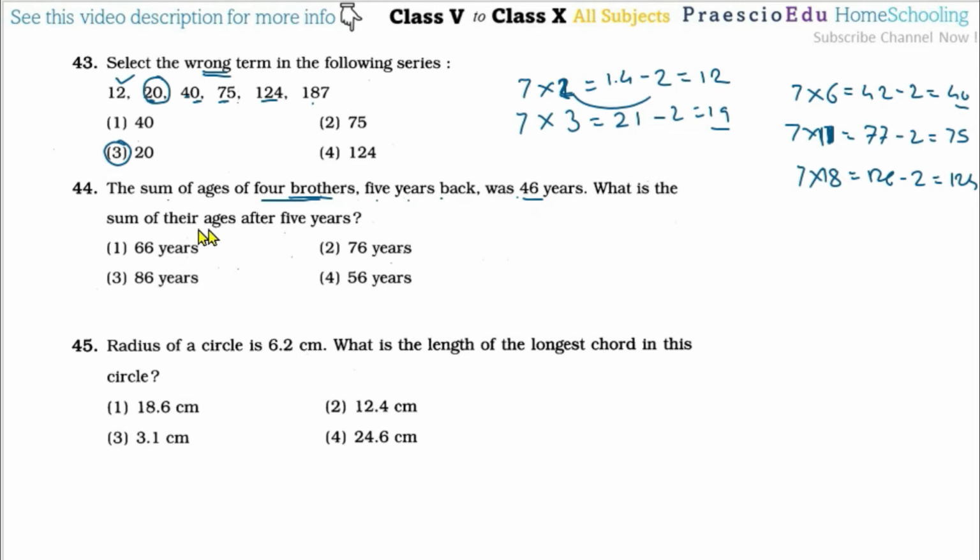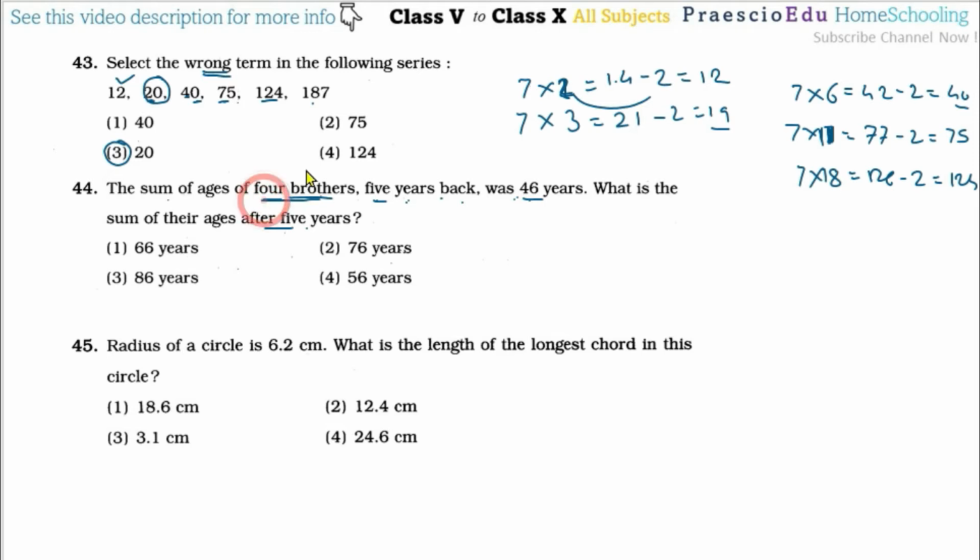Now question number 44, the sum of ages of 4 brothers 5 years back was 46 years. What is the sum of their ages after 5 years? So this is the total of the ages 5 years back. There are 4 brothers, and as time goes, their ages equally increase. Now 5 years back means their age is also 5 less for each one.